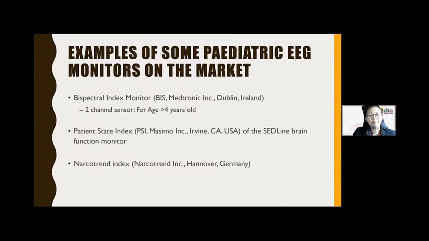These are some examples of pediatric EEG monitors on the market. We have the bispectral index monitor from Medtronic, the patient state index of the SET9 brain function monitor from Masimo, and the narcotrend index from Narcotrend. Today, I'll be sharing more about the first two, the bispectral index monitor from Medtronic and the patient state index of the SET9 brain function monitor from Masimo, because these are the two which are available in my institution.